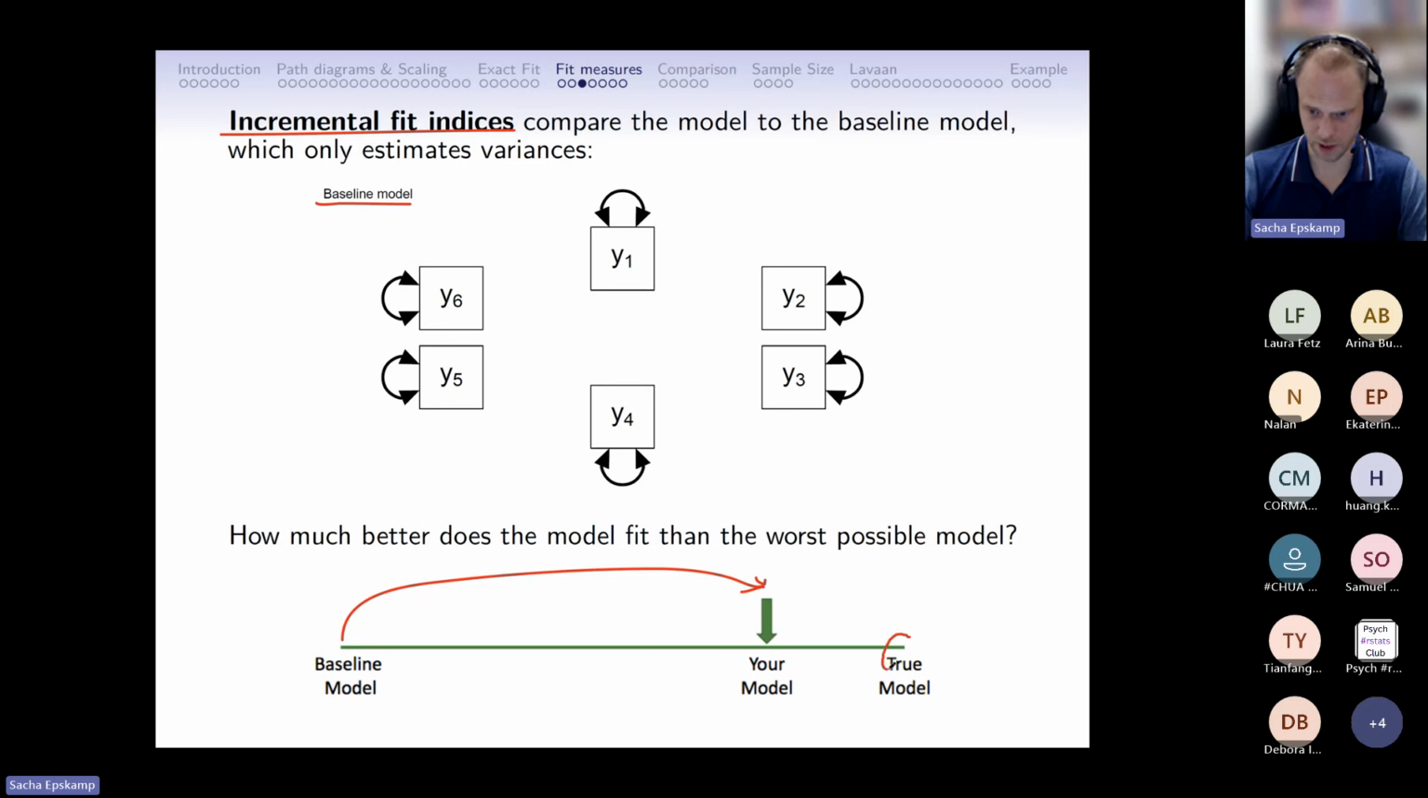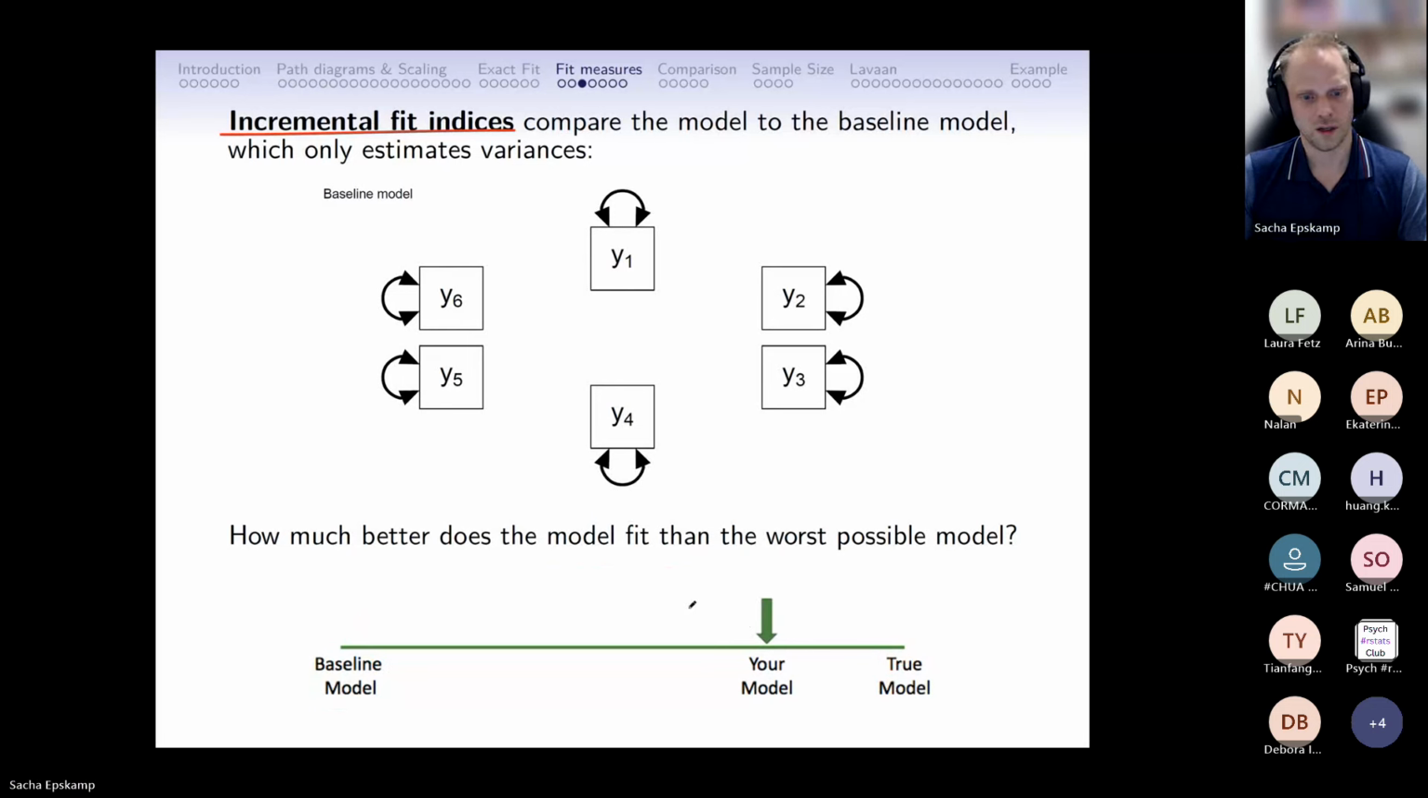So the true model might be here, the baseline model is bad, and we want our model to be really, really good. That's the idea. Basically, all of these are from 0 to 1. Some can be above 1, but the interpretation is usually between 0 and 1. And we want this value to be high, typically above 0.90 or so.